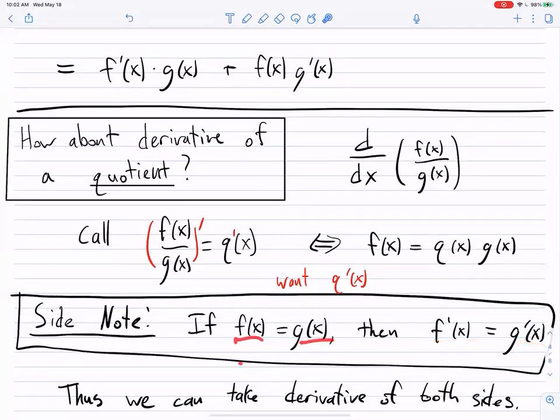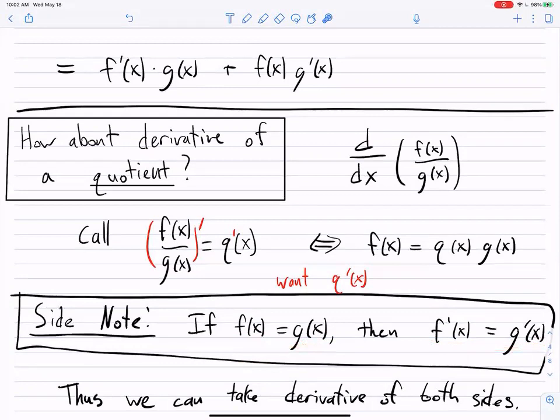Because if you have two graphs that are the same, then their slopes or their tangents are always going to be the same. And so two functions being equal implies that the derivatives are equal. Derivatives being equal does not imply functions are equal, and we'll actually talk about that later. But this implication is true: if you have two functions that are equal, their derivatives are equal.